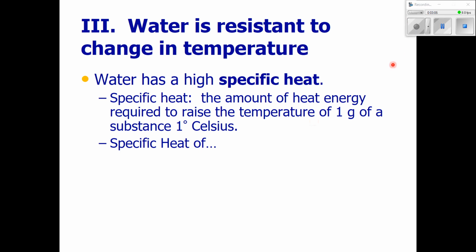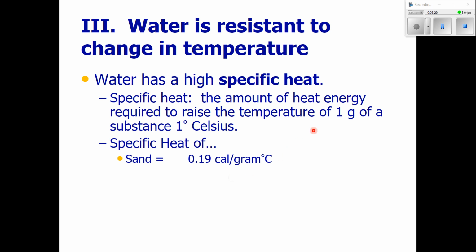Now, I'm going to give you some specific heat values of about 3 or 4 different substances. I don't expect you to memorize these numbers. I'm giving them to you so you have something to compare with water. So the specific heat of sand is 0.19 calories per gram per degree Celsius.